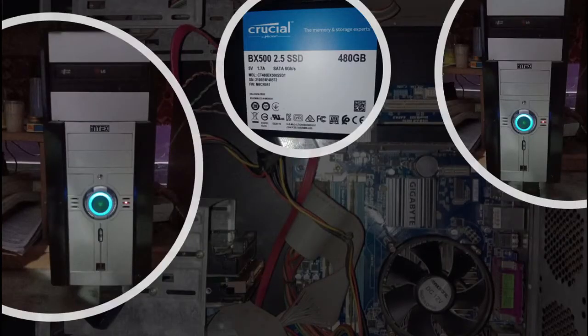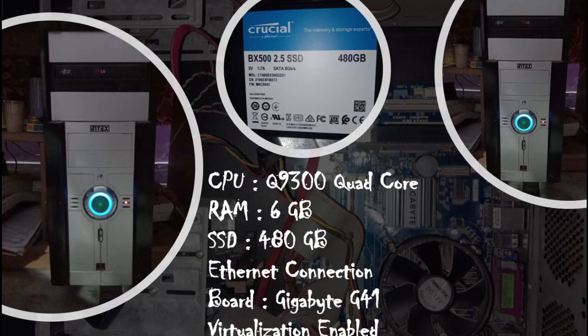I am going to install Proxmox on my old desktop. Here you can see the specifications of my old desktop. It has a Q9300 CPU, which is a quad core processor. It has 6 gigs of RAM. I also have an SSD which is 480 GB in size. Do remember one thing, Proxmox doesn't support Wi-Fi connection out of the box, so you must have an Ethernet connection to your system. On my desktop, I am using a Gigabyte G41 motherboard, and in my BIOS, virtualization is enabled.